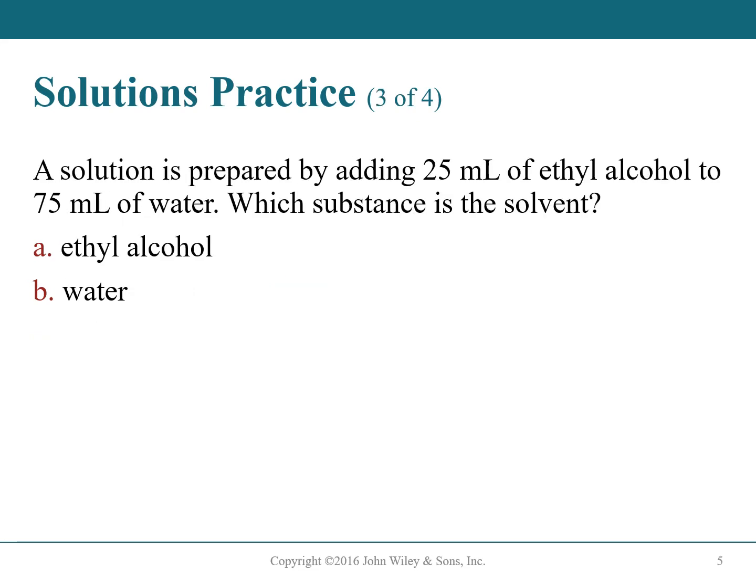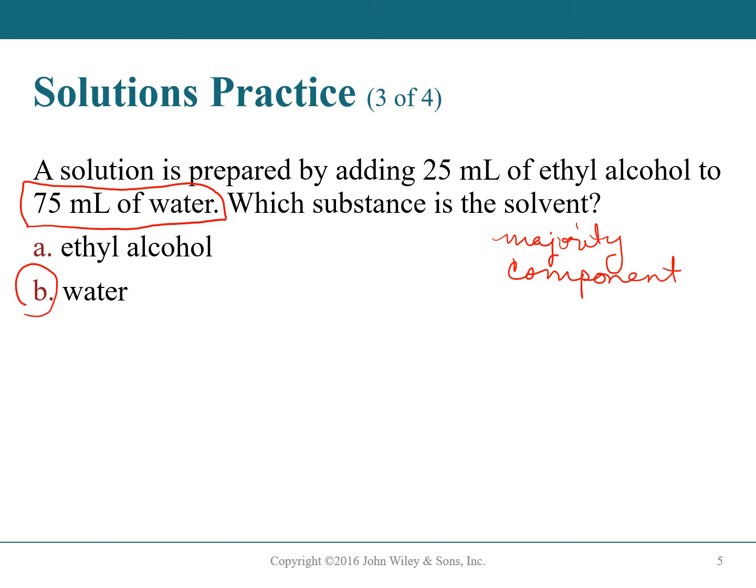Okay? A solution is prepared by adding 25 milliliters of ethyl alcohol to 75 milliliters of water. So which is the solvent? And we have to take a look and say, okay, so we want the majority component. And if you look, that would be the water. I have more water in there than I have ethyl alcohol.